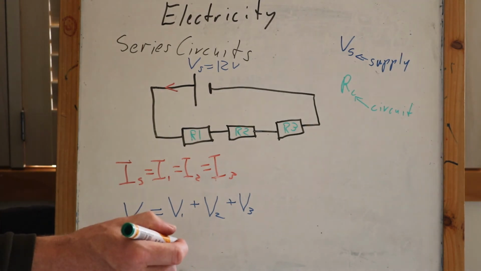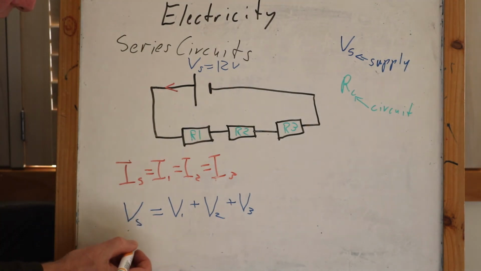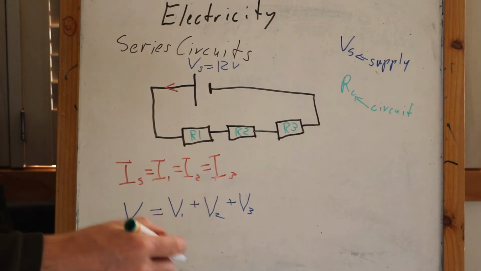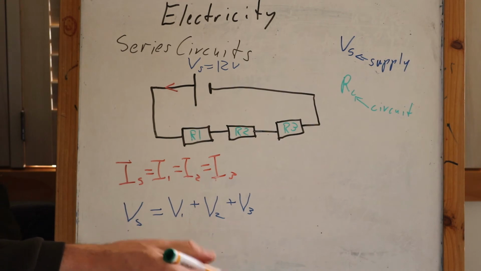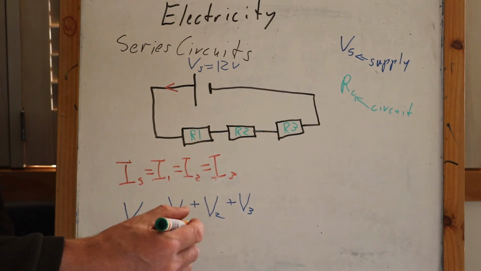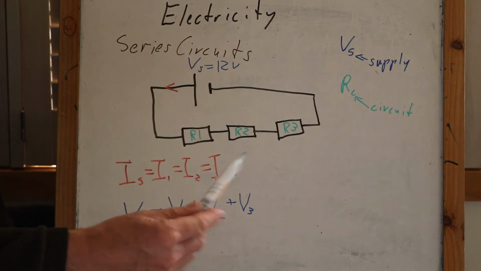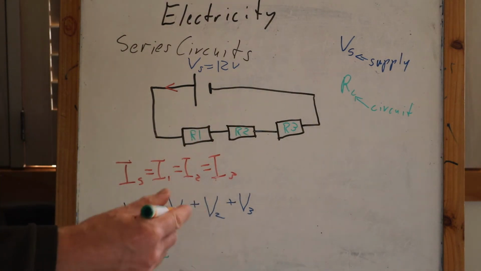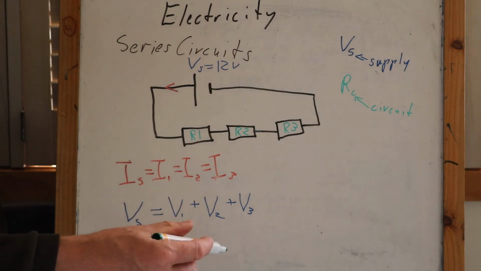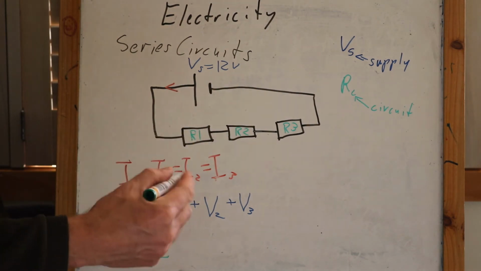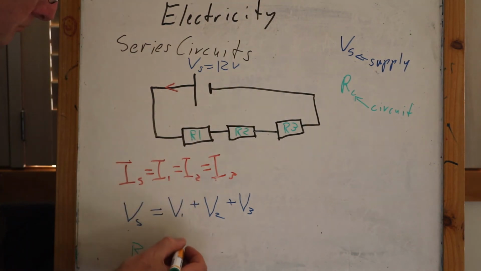Now, what about resistance? If I put a resistor in a circuit and it has a given, let's say, 5 ohm resistance, and I then add another one of the same, I think it's fairly obvious that those resistors add up. Every time I add another resistor in series, I'm adding another obstacle for the current to flow through. And because all the current has to flow through all the resistors, resistance adds up.